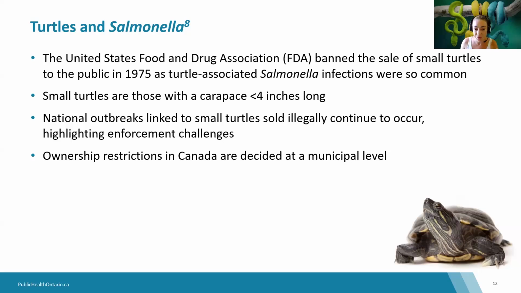Ownership restrictions in Canada are decided at the provincial level. In some provinces, like Ontario, we have no provincial level animal restrictions, so all ownership restrictions are at the municipal level. For example, in Guelph, it's illegal for me to buy a turtle, but I can go to Kitchener and I can buy turtles no problem from the pet store. And they generally have a selection of species available at some of the bigger pet stores.